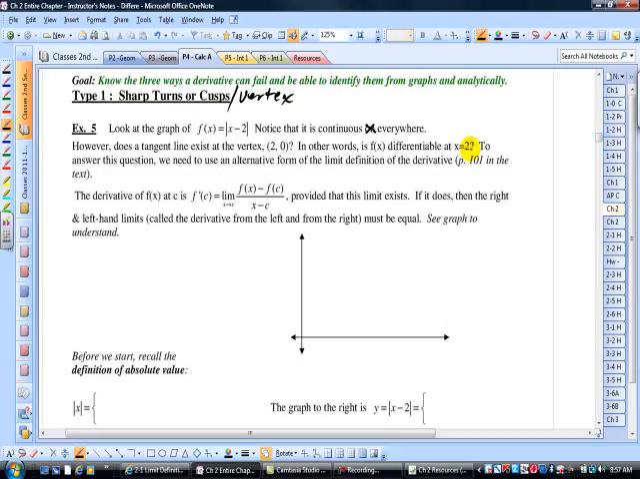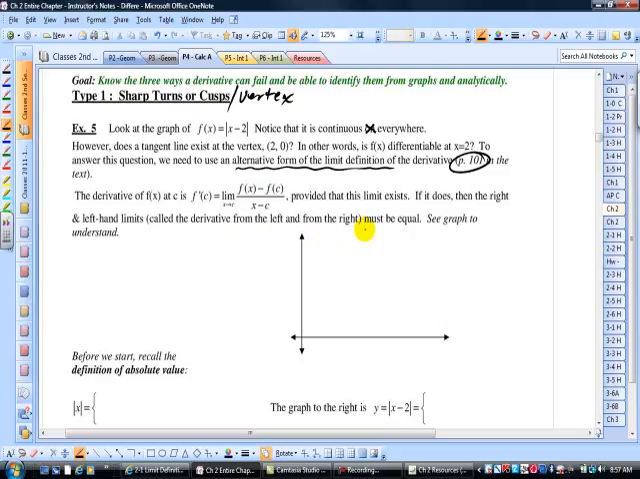To do that, we're going to take a look at the alternate form of the limit definition. It's located on page 101 in your text, and it gives a great example. We're going to use this definition: f prime of c, the derivative of f at c, is equal to the limit as x approaches c of f of x minus f of c, all divided by x minus c, provided that the limit exists, and that happens when the left and right hand limits are equal.